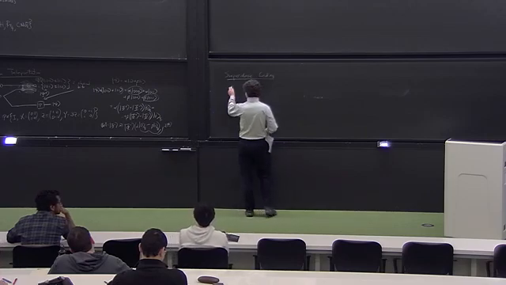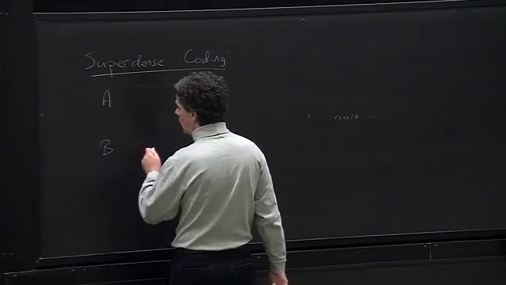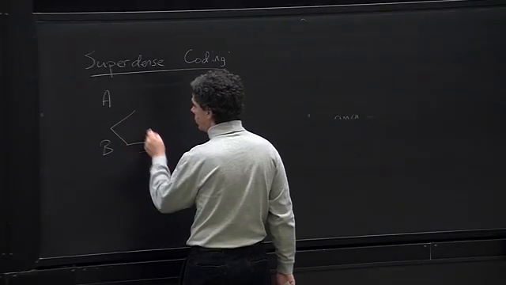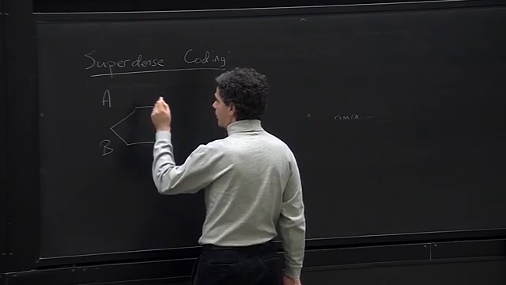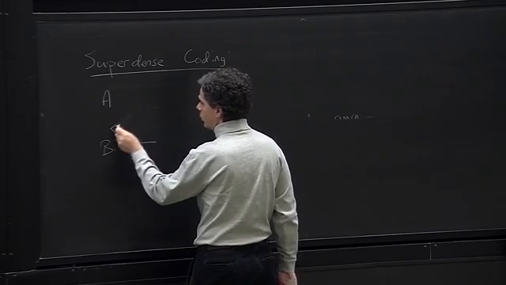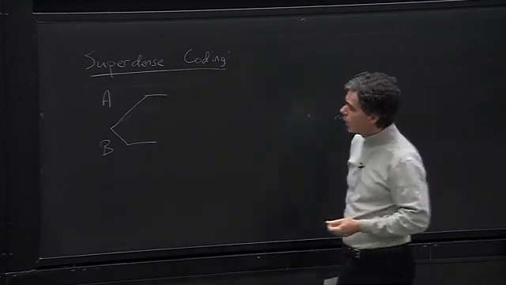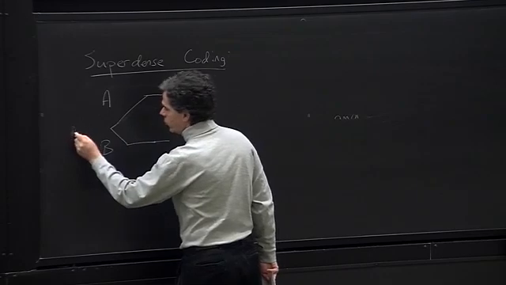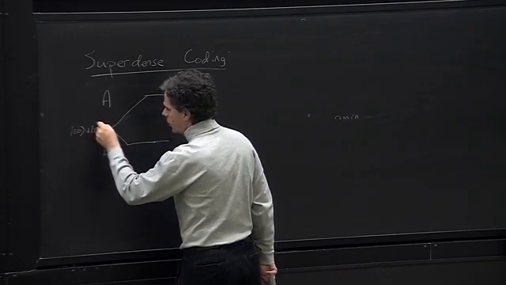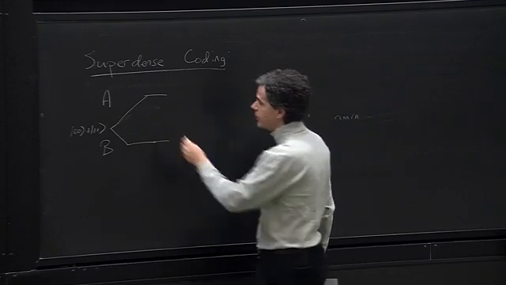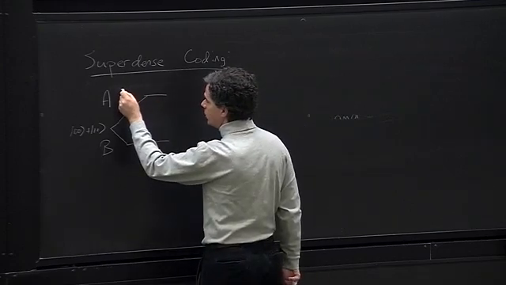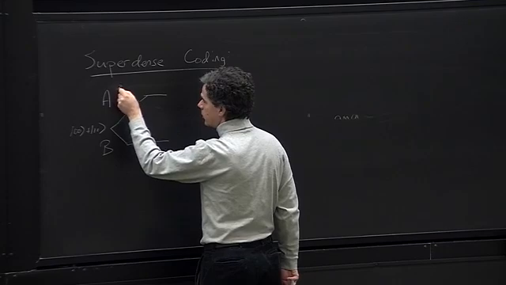So again, we have Alice and Bob. And again, they're going to start with an EPR pair. So it's the state 0, 0 plus 1, 1. And Alice, this time, has not a quantum state, but she has 2 classical bits.